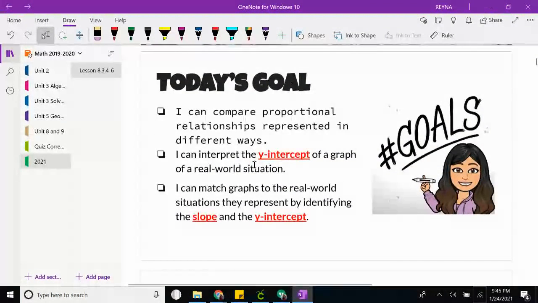Our goal is to compare proportional relationships represented in different ways. We want to be able to interpret y-intercepts on graphs and in real-world situations, and we want to be able to match our graphs to real-world situations and connect the y-intercepts and the slopes to those.